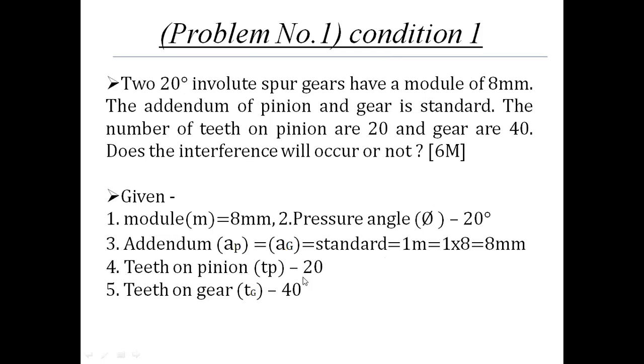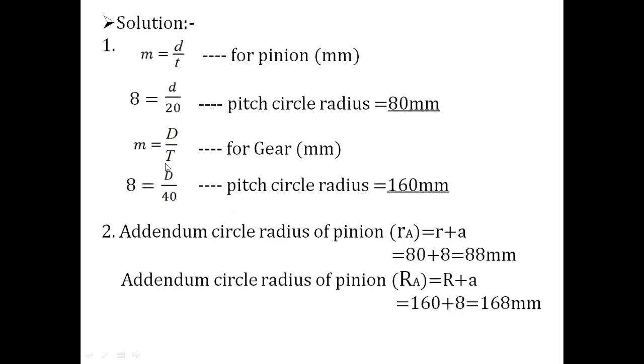Teeth on pinion TP is 20, teeth on gear TG is 40. As we learned in the terminology, module is equal to the ratio of d by t. Here, module is small d by small t for the pinion. So module is given as 8, and d we have to find out. Number of teeth on pinion is given as 20. So pitch circle diameter will become 160 mm by cross multiplication.